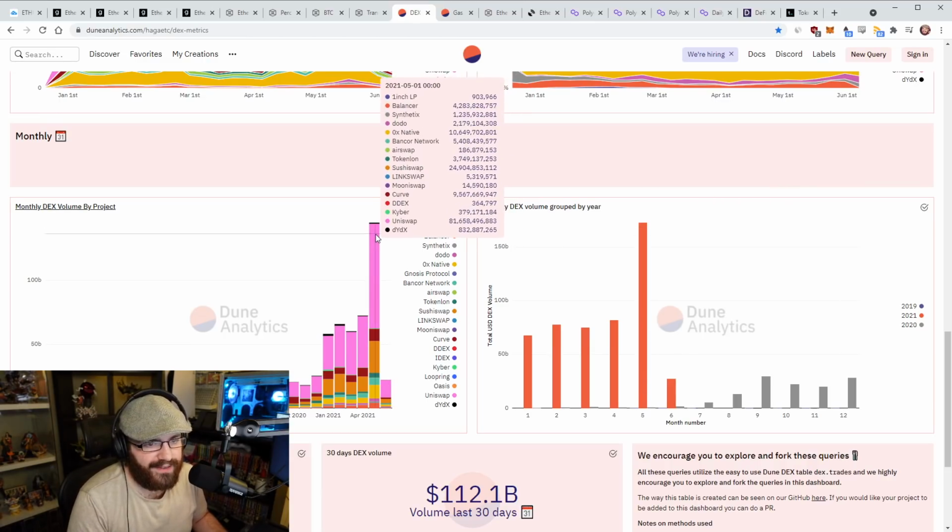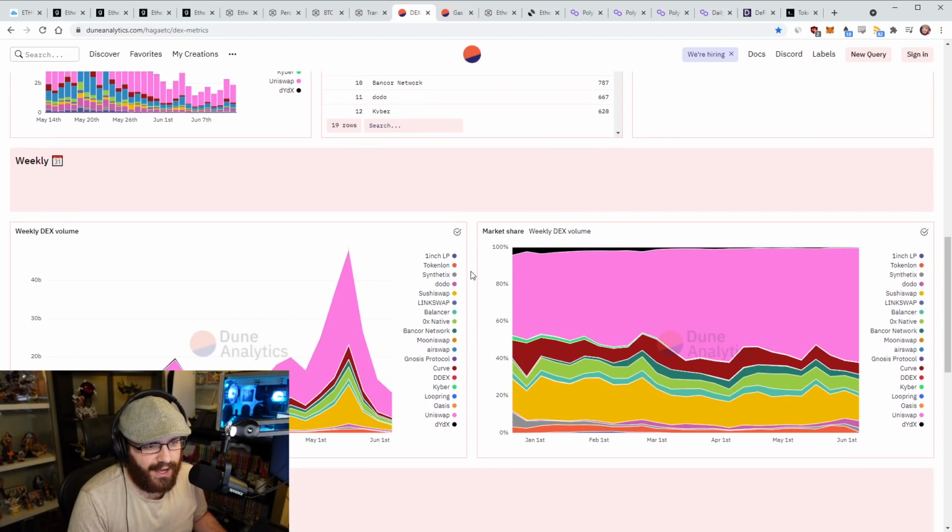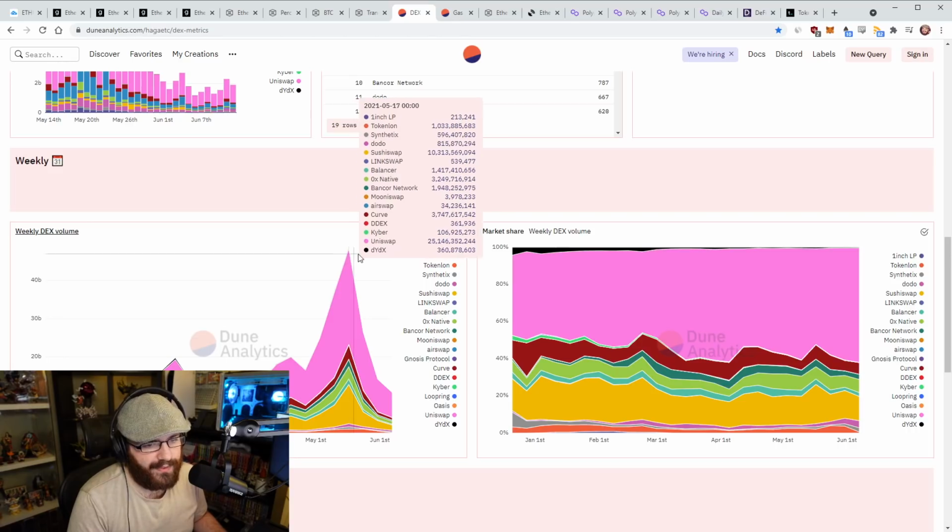Now, if you look at the breakdown of which projects, you can see here on the left, Uniswap accounted for the vast majority of that, about 50% of the volume, $81 billion worth. Then you had SushiSwap coming in second at $24 billion. Curve at 10 billion, 0x native at 10 billion, then Curve at about 9.5 billion after that, and then a bunch of others.